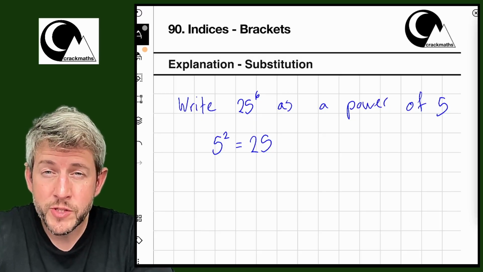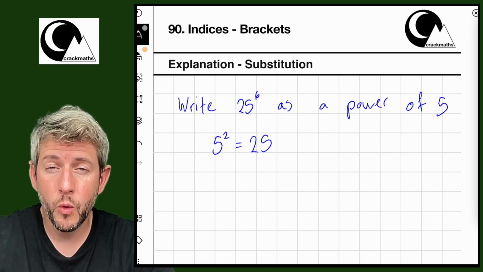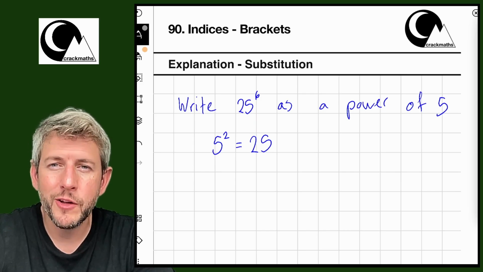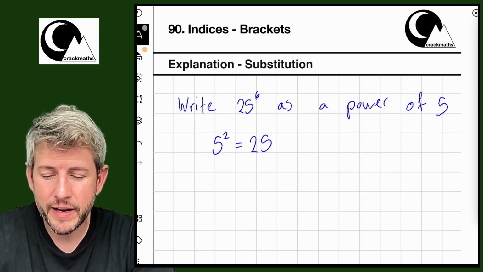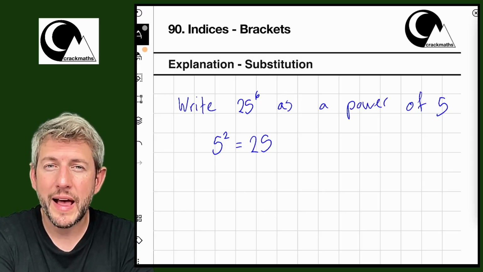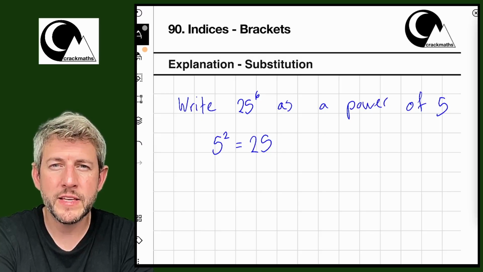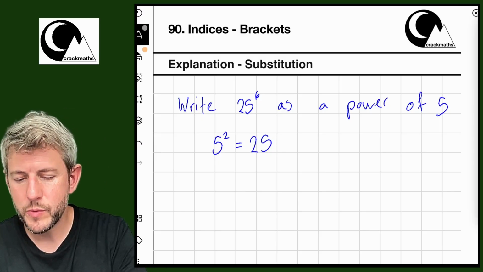We're meant to know the square numbers up to 12 squared. So this is something that you could potentially be asked to recognise. So we'd be asked to write 25 to the power of 6 as a power of 5, and to do that we need to recognise that 5 squared is equal to 25. Now what we can do is we can just plug it in.